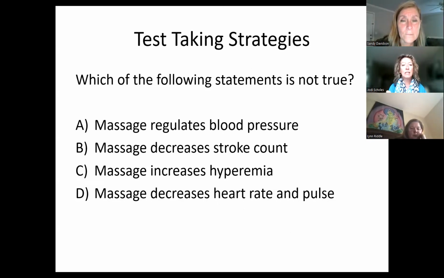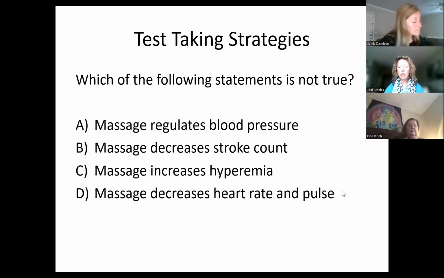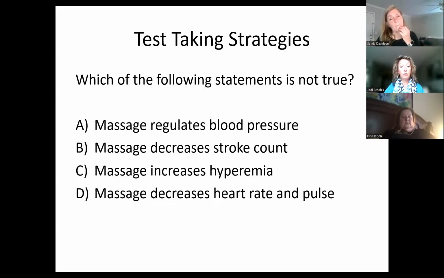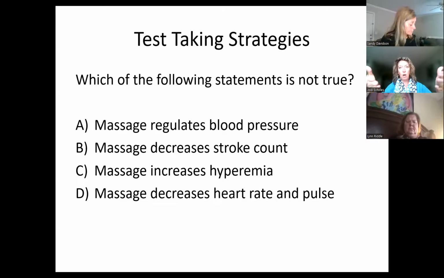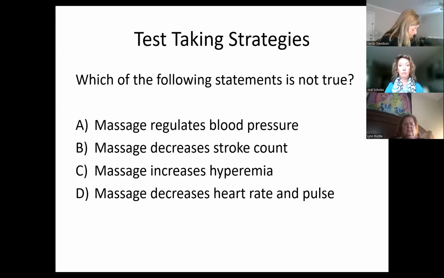So I'm going to reword this and say, which of the following statements is false? Okay, so we're looking for the false statement. Massage regulates blood pressure. Massage decreases stroke count. Massage increases hyperemia. Massage decreases heart rate and pulse. Well, what do we know is true for sure? So of these four, what do we know is true? Because we're looking for the false statement. Well, we know that massage regulates blood pressure. So we can kind of take that out of the equation.